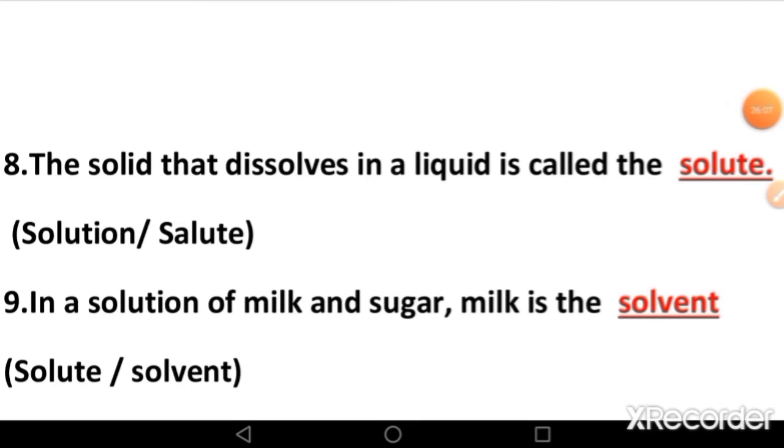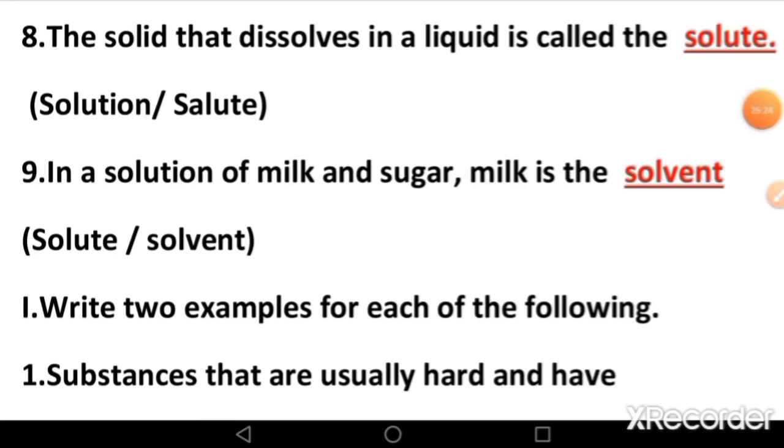Eighth, fill in the blank. The solid that dissolves in a liquid is called the dash. Options are solution and solute. Here, option B, solute, is right, because solute means the substance that dissolves or mixes, and solution is formed when two or more substances mix together.